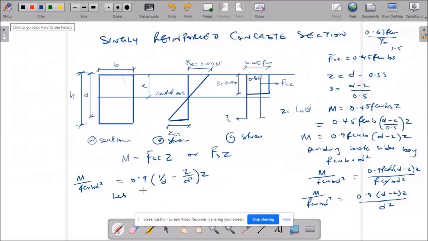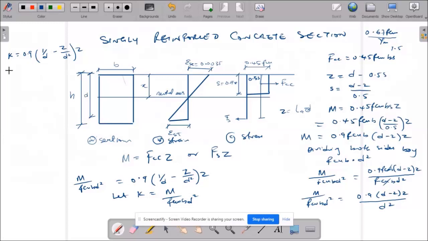So we say let K equal to this, let K equal to M over FCU BD square. So we're going to replace this with K. So what will we have here is K is equal to 0.9 bracket 1 over D minus Z over D squared, close the bracket Z.